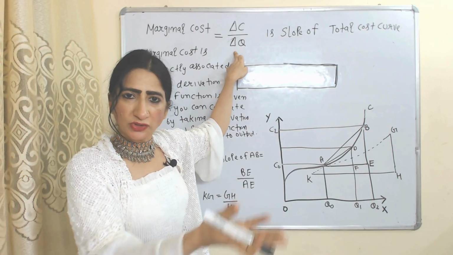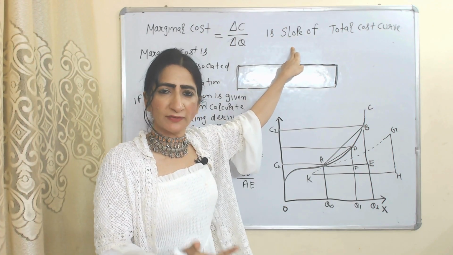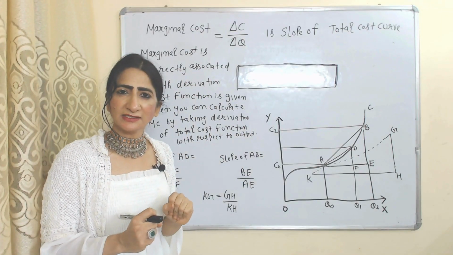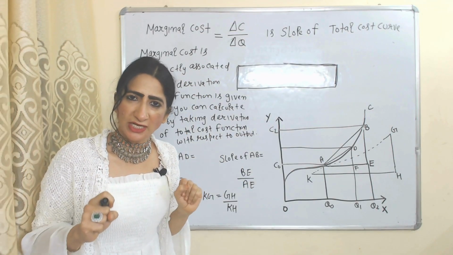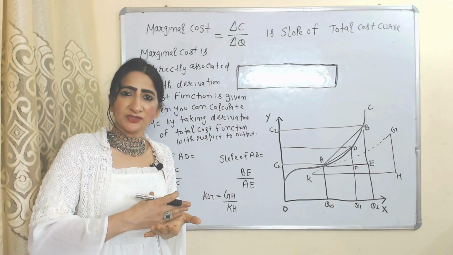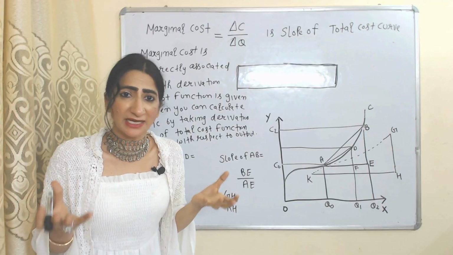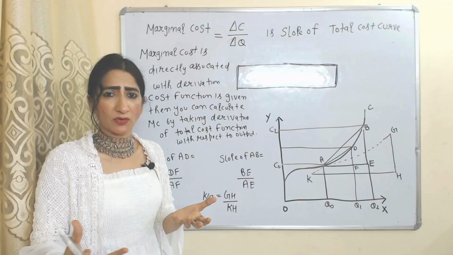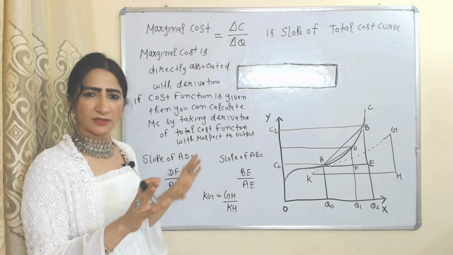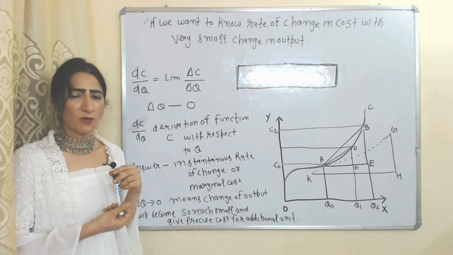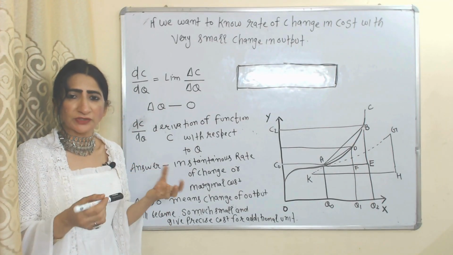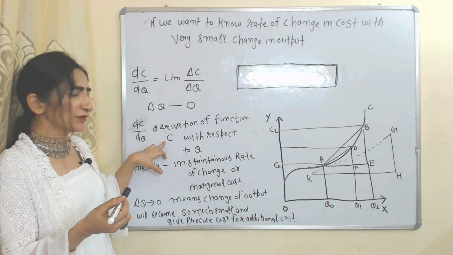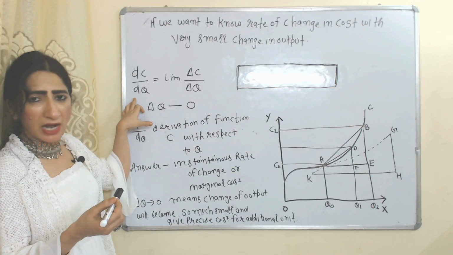Slope of the curve tells us how much cost changes due to change in output. Derivation tells us how much cost changes due to change in output. That means marginal cost is directly associated with derivation. If the total cost function is given, then you can calculate marginal cost by doing derivation with respect to output. If you want to know the rate of change in cost with a very small change in output, then we will do derivation of the cost function with respect to output.